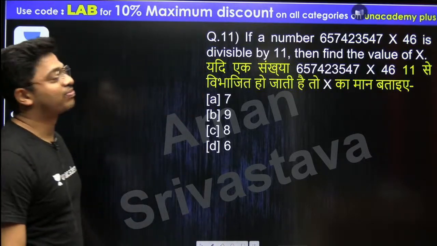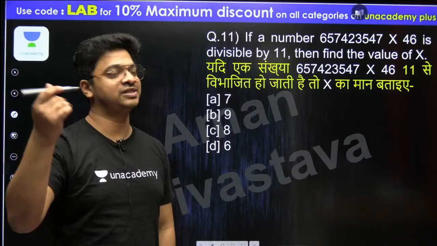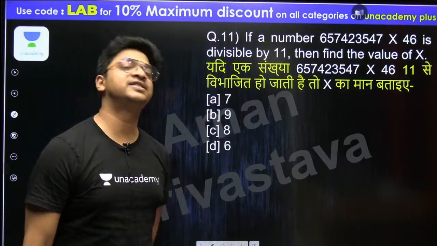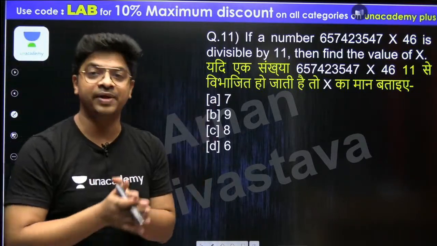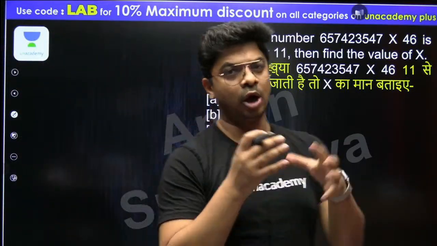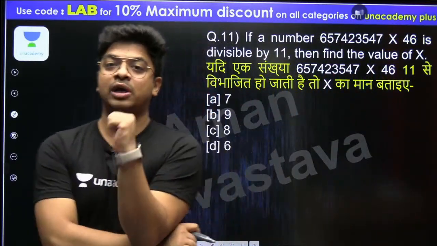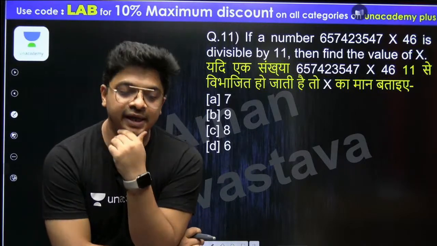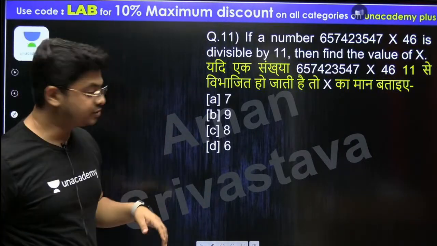See, so 657, what does the number say? 657423547, whatever it is, and it is divisible by 11. Now what I'm going to teach you here is something different. I'm not going to tell you the normal divisibility of 11 that we usually see. I'll be talking about a different approach of divisibility here. And what is that approach? It's a great approach. That approach is really good.